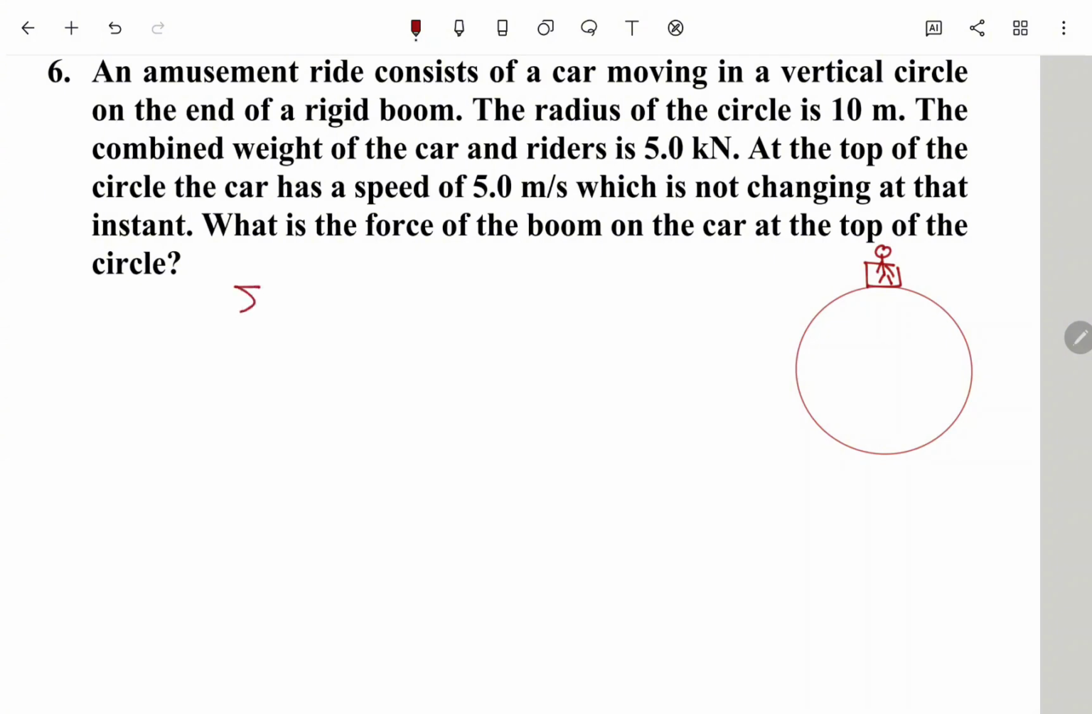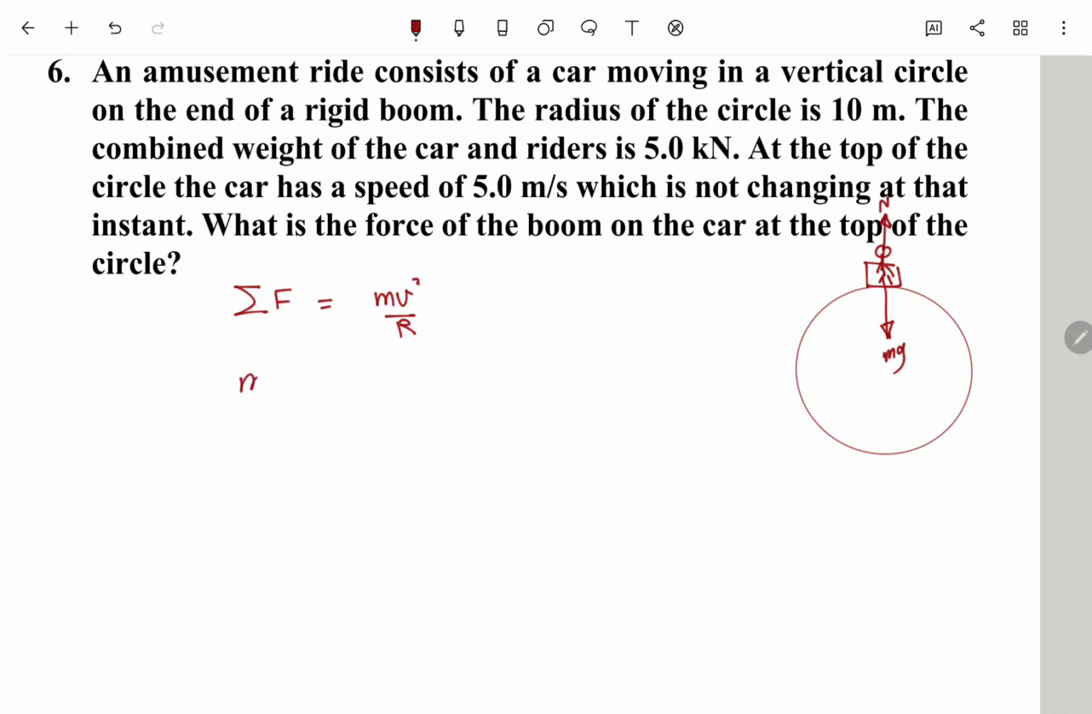So the sum of all forces is equal to mv squared over r. Now let's have a free body diagram for this one here. We have the weight, which is directed downward, and since the heads of the passengers and the car are at the top, the normal force will be like this one here.